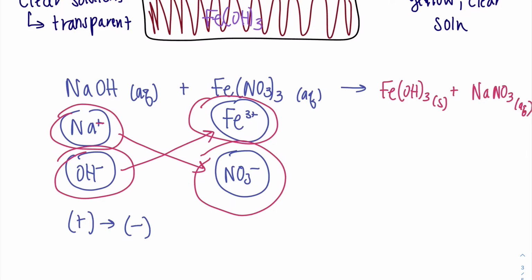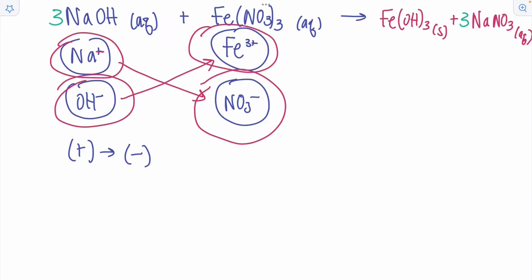Last but not least, requires some balancing. And if we balance, it'll look like this and that. And now it's balanced. This created a solid product. This is how you have to write the products. So when you're given an equation that is just the reactants, rearrange them with the other negative ion or positive ion, check the solubility table, and that's the product.